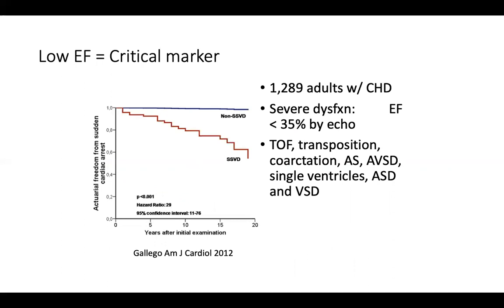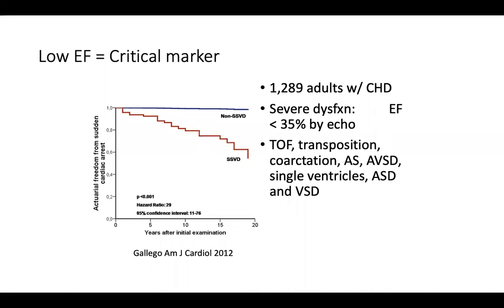And then this is an important study from 2012 where they looked at 1,200 adults with congenital heart disease, which is a big study in our population. And importantly, they looked at all lesions: tetralogy of Fallot, transposition, coarctation, aortic stenosis, single ventricles, AV canal defects, ASDs and VSDs. And what they said was, all right, all we care about is what was your dysfunction and did you have severe dysfunction on whatever your systemic ventricle is. So SFVD in this figure means severe systemic ventricular dysfunction.